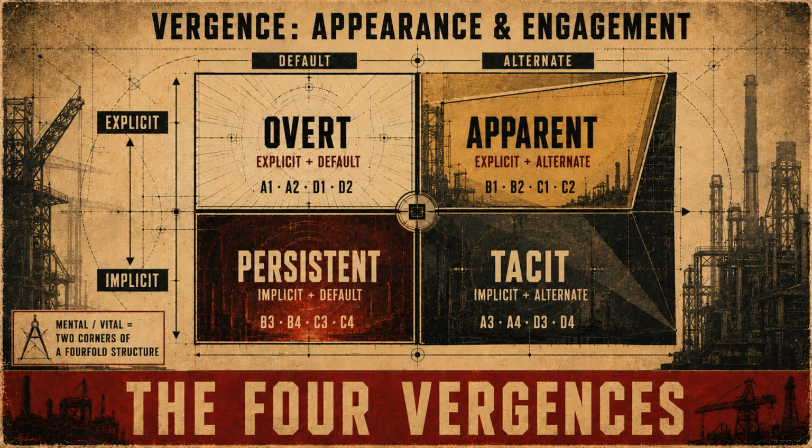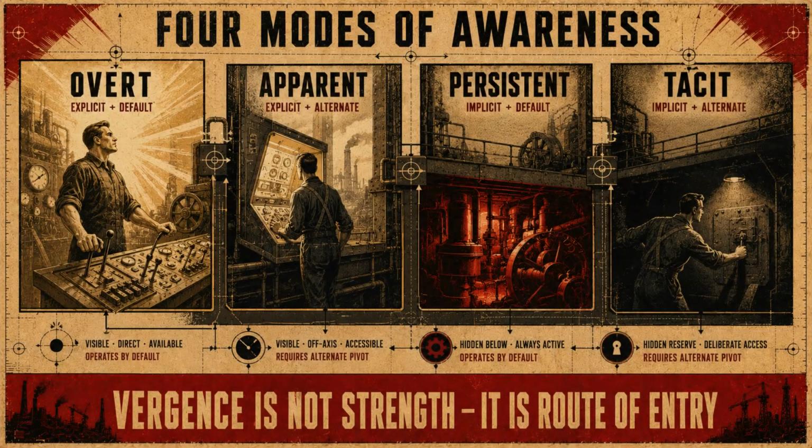Mental and vital were not wrong. They were two corners of the full structure. The matrix gives us the formal structure. But the important question is what these four positions feel like in use. Overt is explicit and engaged by default. It is the part of the psyche that stands in the open, available to awareness, ready for direct use, and naturally involved in how the type meets the world. This is the old mental ring of Model A, but now it is no longer the whole conscious side of the psyche.